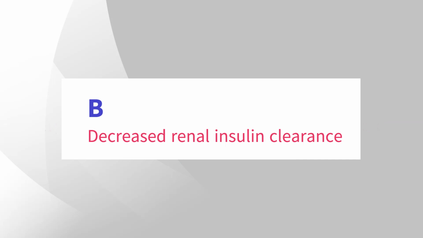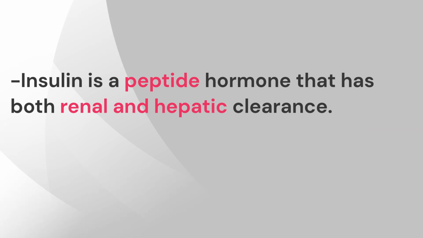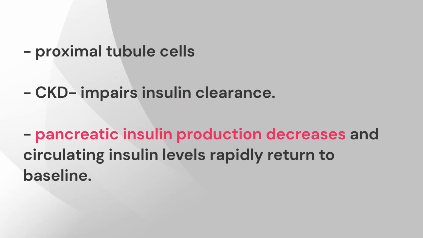Congratulations if your answer is B, which is decreased renal insulin clearance. This question is designed with the focus to assess your ability to apply foundational science concepts. Insulin is a peptide hormone that has both renal and hepatic clearance. Degradation of circulating insulin in the kidneys is dependent on an adequate glomerular filtration rate, GFR, which allows for delivery of insulin to the proximal tubule cells where it is broken down. Chronic kidney disease, CKD, causes decreased GFR, which impairs insulin clearance.